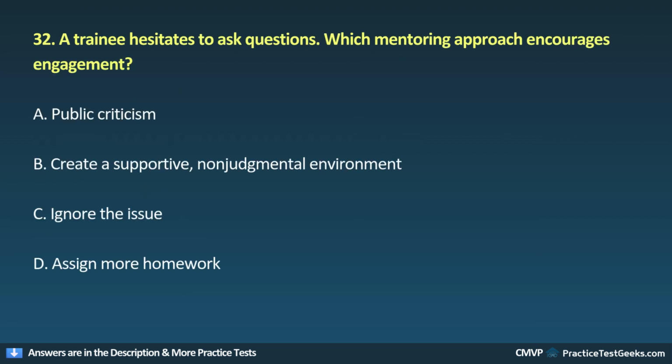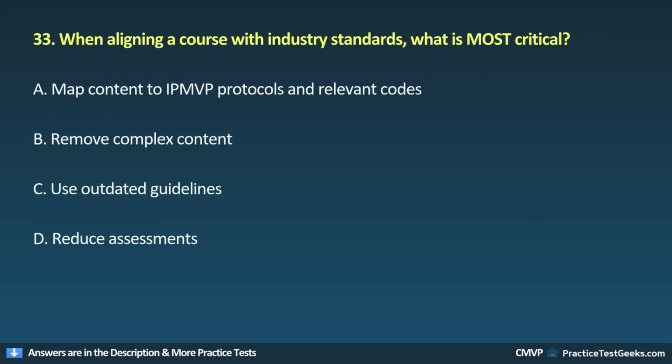32. A trainee hesitates to ask questions. Which mentoring approach encourages engagement? A. Public criticism. B. Create a supportive, non-judgmental environment. C. Ignore the issue. D. Assign more homework.